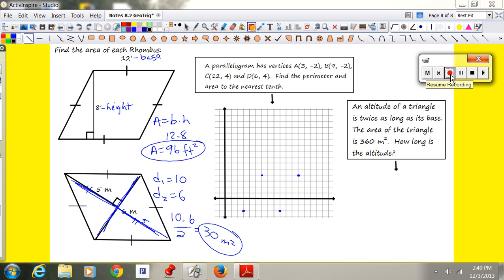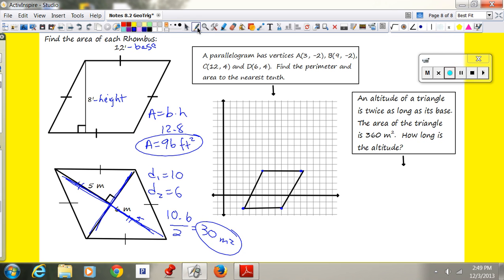Let me finish this real quick. So let me draw this in. That's a parallelogram. Might be a rhombus, depending on if they're all sides the same. Let's find the perimeter and the area to the nearest 10. So perimeter would be to add up the sides. So let's see. We've got 1, 2, 3, 4, 5, 6 across the top. Means we got 6 on the bottom.